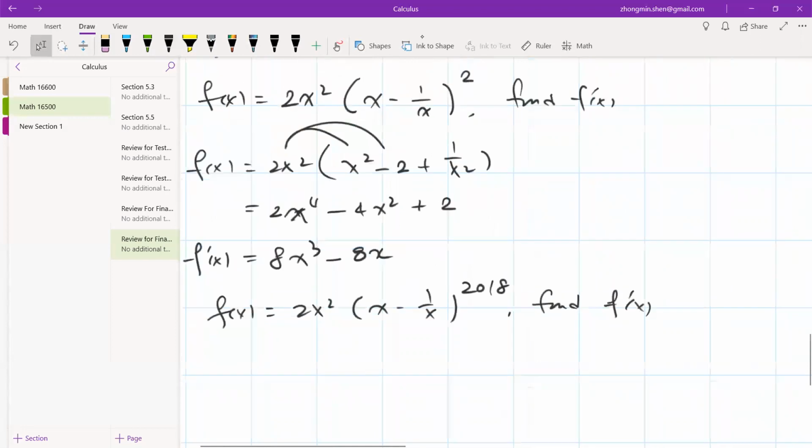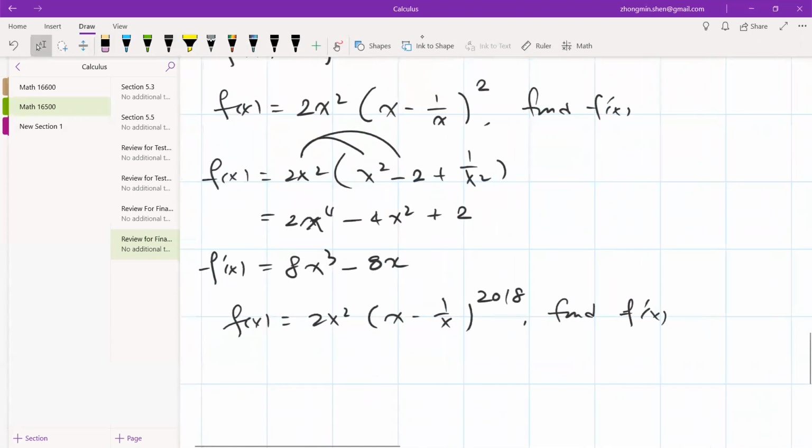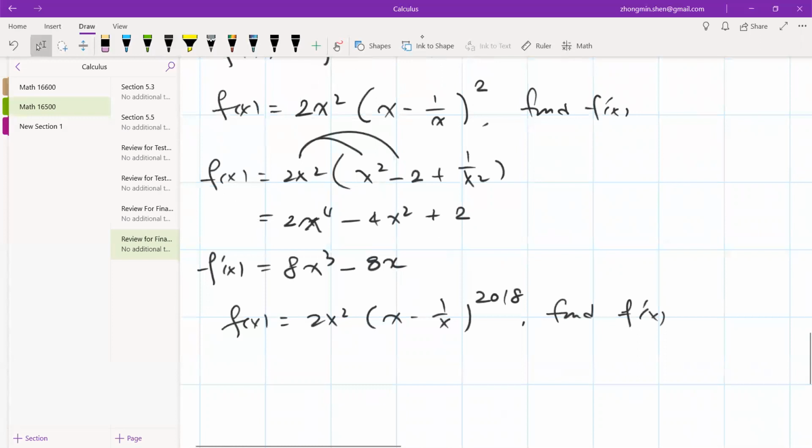When you changed it from the parentheses, x minus 1 over x, to x squared minus 2 plus 1 over x squared. Yeah, this is a minus 2, 2x squared times 2.